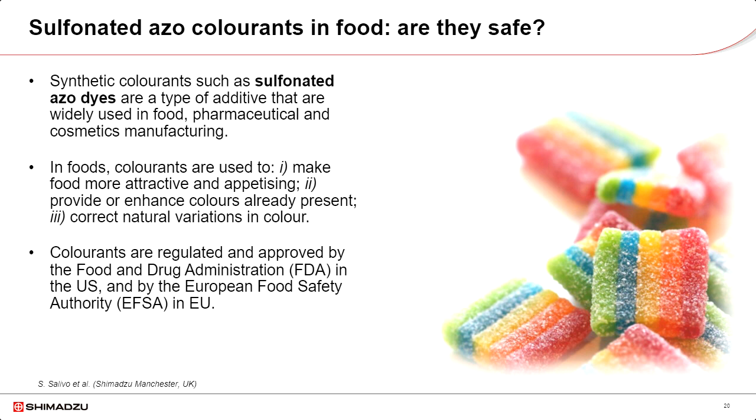Colorants are subject to stringent regulations by different bodies around the world over their safety and adverse effects on human health. For example, in the United States, the FDA is responsible for the approval of colorants for use in foods, drugs, and cosmetics, while in Europe they are regulated by the European Food Safety Authority.